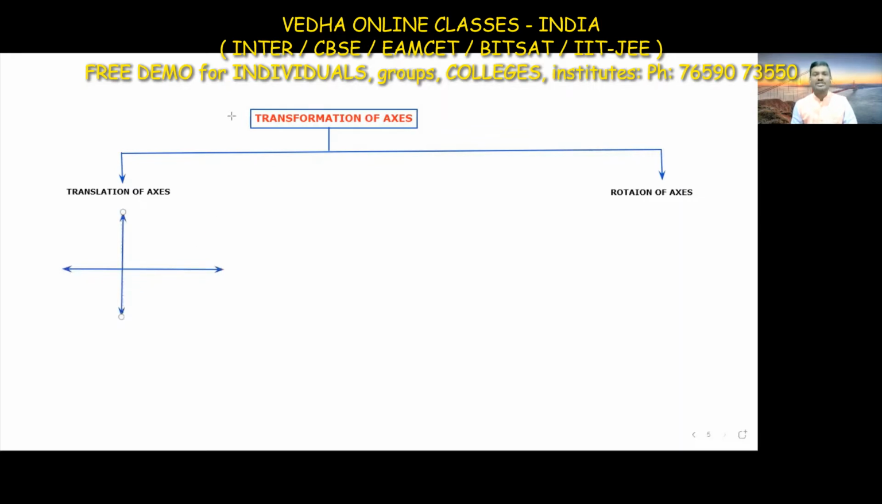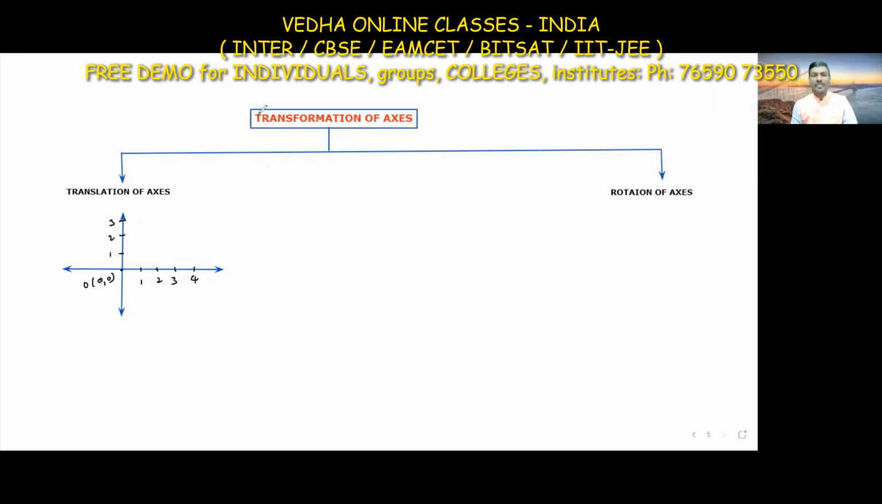So this is the origin here. I am taking the origin at 0 comma 0 here. Here I am taking the points 1, 2, 3, 4, and here 1, 2, 3. So 1, 2, 3, 4 are the points on the x-axis, and 1, 2, 3 on the y-axis.